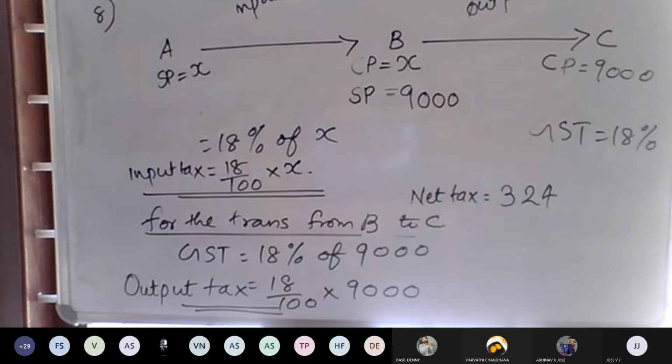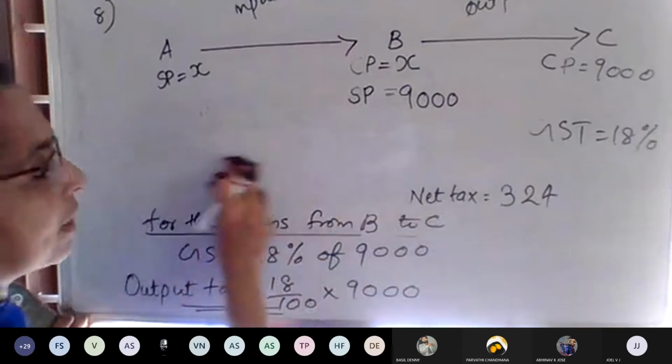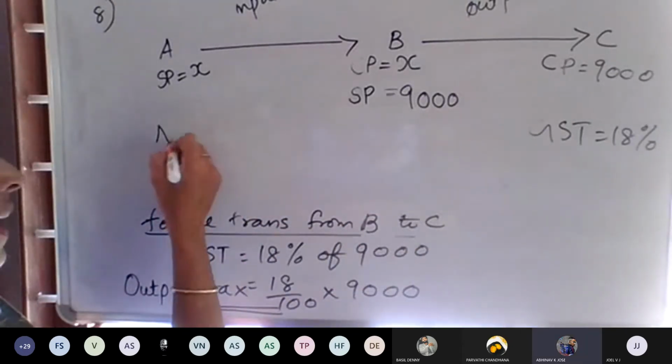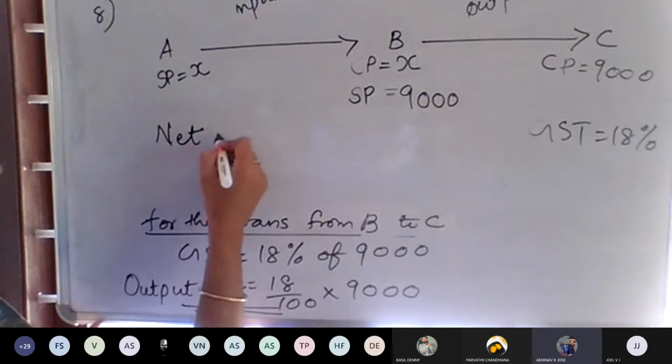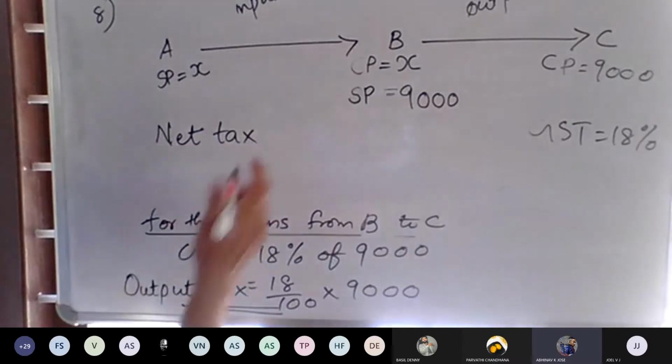Up to this understood? I think so. Yes, ma'am. Okay, then net tax is given as what? 324. So next step, what do we want to write? 324 is equal to net tax paid by B.